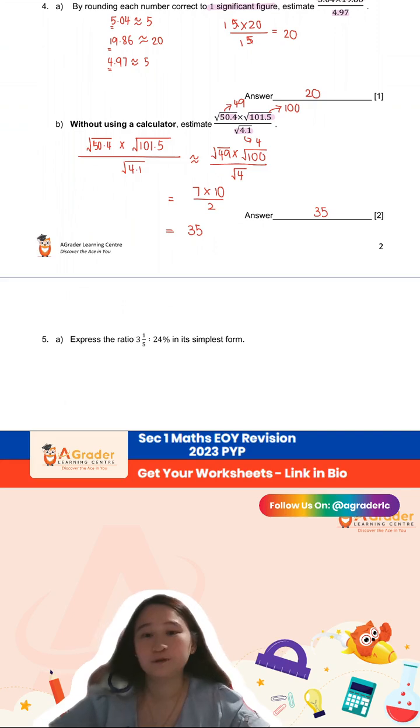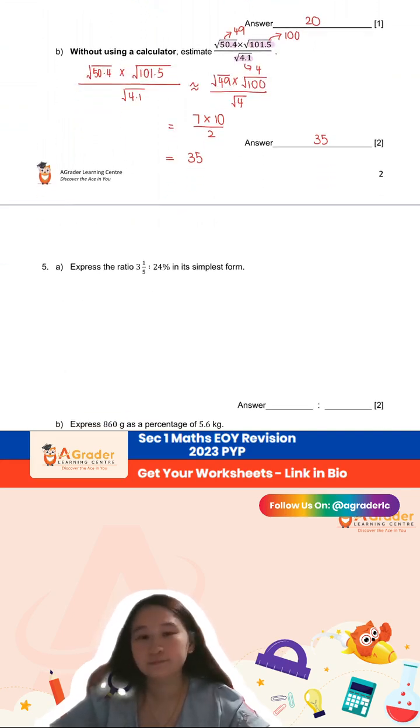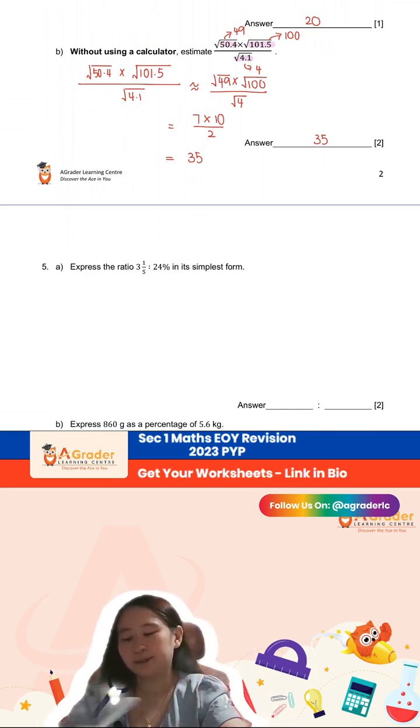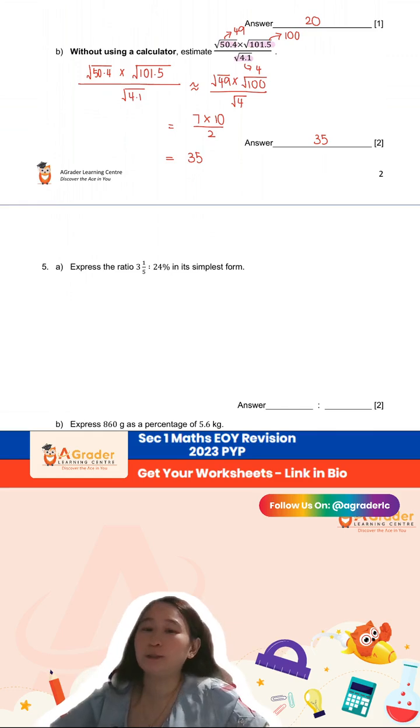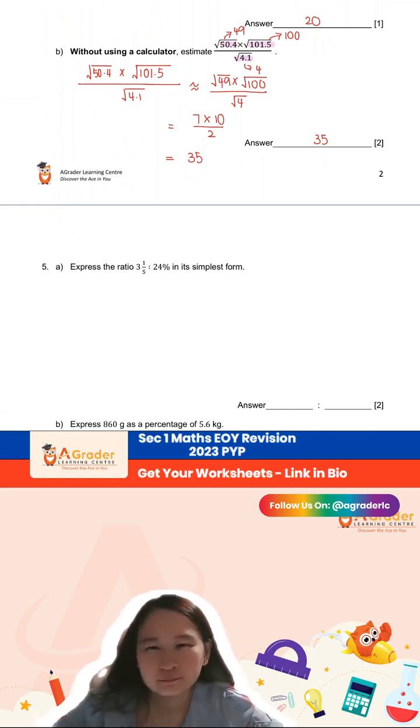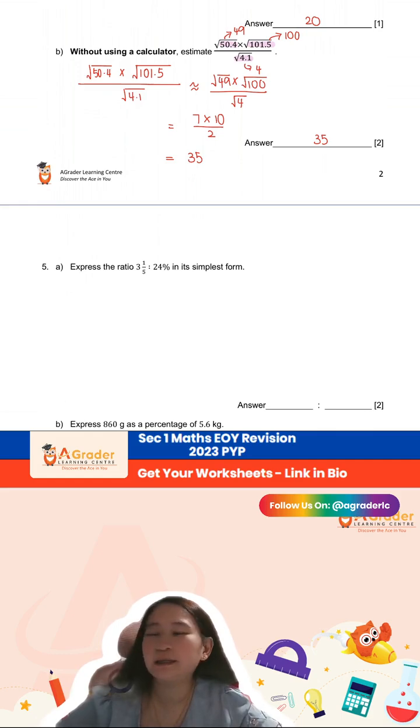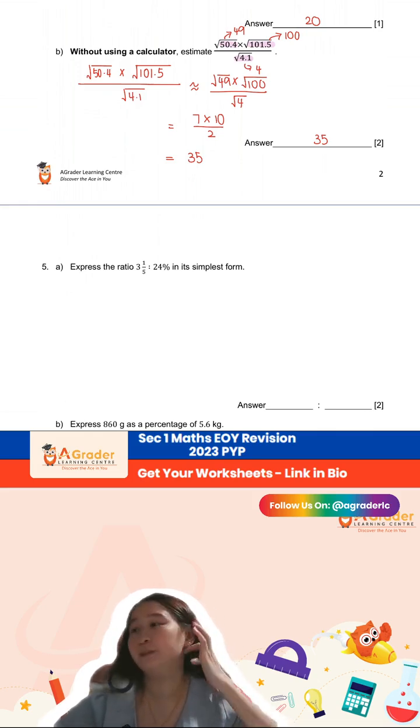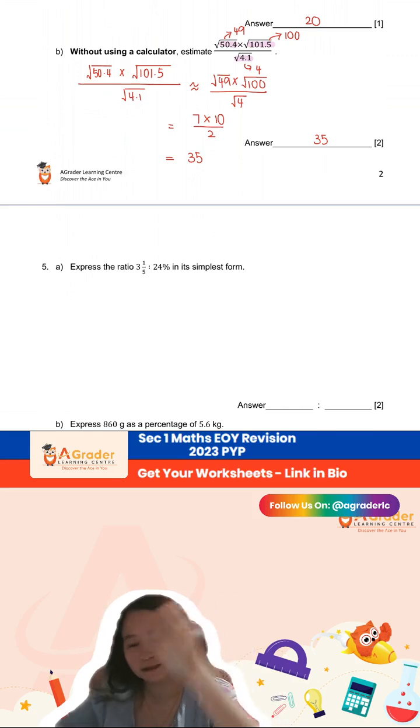Let's move on to question 5a. Express the ratio 3 whole 1 over 5 is to 24% in its simplest form. So it'll be easier when you change them to numbers. Jaden, you can try again. Because one is in terms of a fraction, the other one is in terms of a percentage. So it will be easier if we change them to numbers.